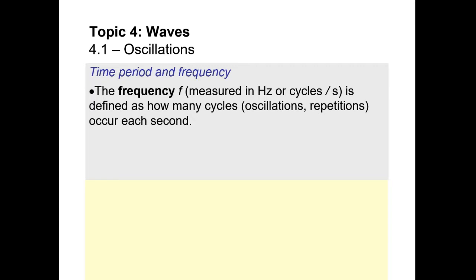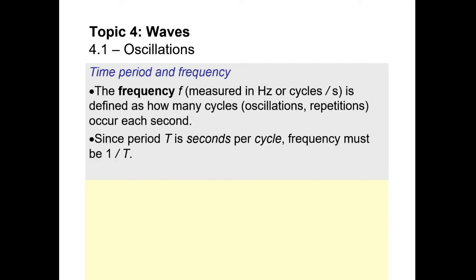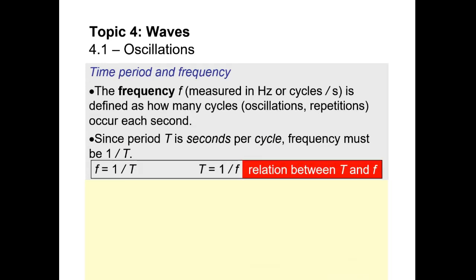Time period and frequency. Frequency f, measured in hertz or cycles per second, is defined as how many cycles or oscillations occur each second, or the number of complete oscillations per second. Since the period is seconds per cycle, frequency must be 1 over T. So frequency equals 1 over period, or period is 1 over frequency.